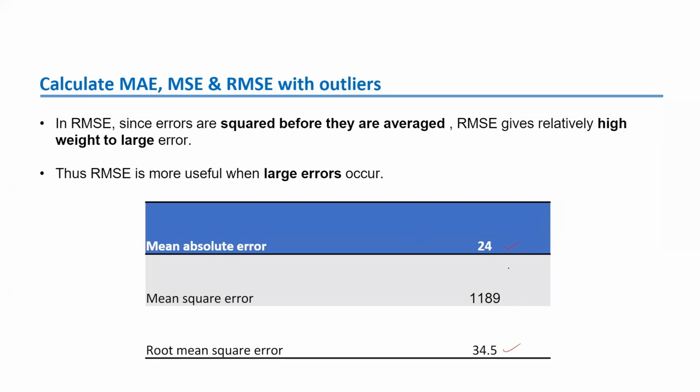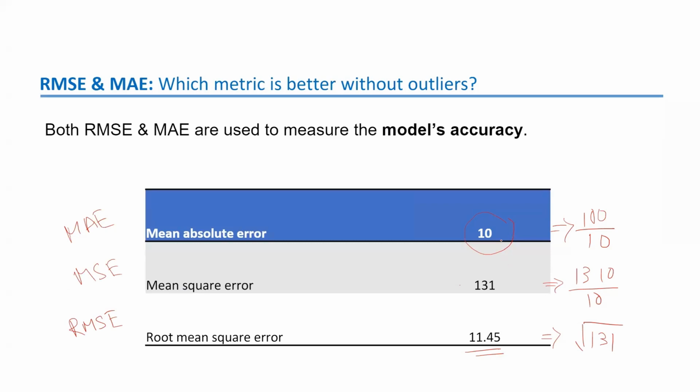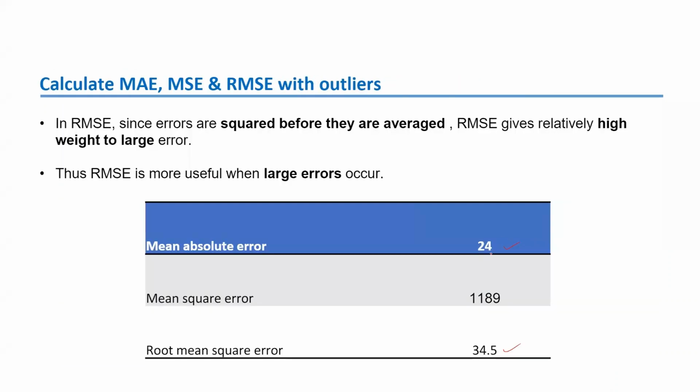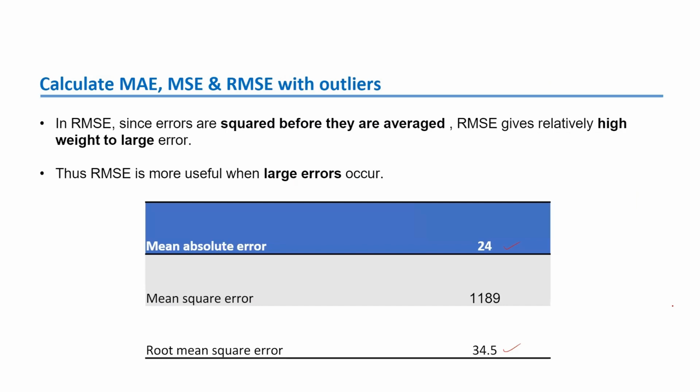So the difference is 14.5. But in the previous one, when there was no outlier in the data, the difference is going to be 1.45 only. So with the introduction of outliers, the difference between the mean absolute error and the root mean squared error is large, right? So it means that root mean squared error is more powerful whenever there is a large error, because the root mean squared error gives high weightage to large errors. Whenever we are squaring it, it gives high importance to these outliers. And as a result, root mean squared error value has changed significantly. So root mean squared error is more powerful when large errors occur.